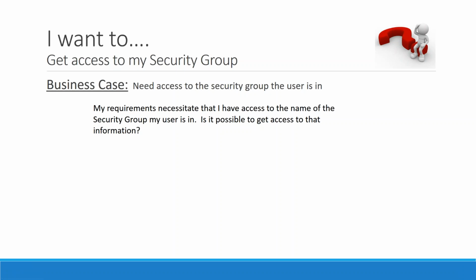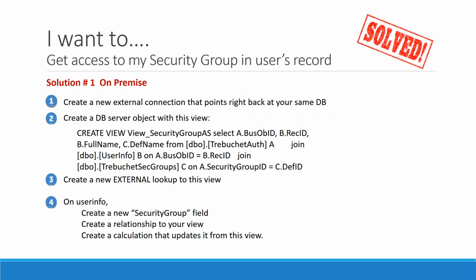Maybe I have specific display conditions, or maybe I have specific security that I want to eliminate access to a subgroup of my records depending on which security group and department they're in or something. I can do that. If I'm on premise, meaning I'm not hosted, I can create a new external connection that points right back at your same database, and I'll show you this in a minute. I can then create a database server object with the view as described right here. And you'll notice that it joins user info with the security groups, and so it's going to pull in all of that information.